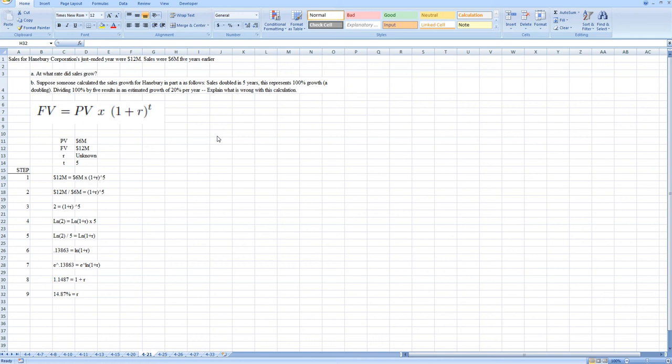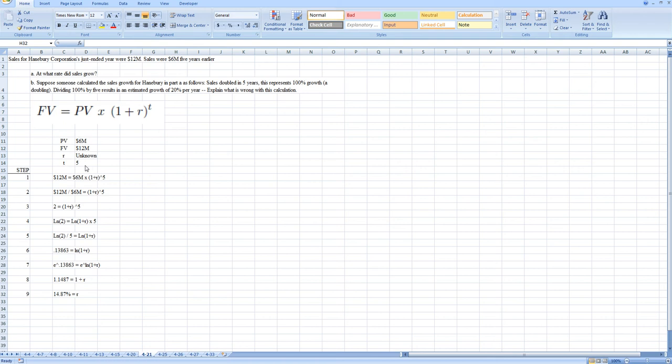We know that we have a future value of 12 million. We can say the present value is 6 million. And we want to find out what the R is, or the rate of growth. And T is, of course, 5, since the difference between the time of the present value and the future value is 5 years. So you see here PV 6 million, FV 12 million, R is our unknown that we want to solve for, and T is equal to 5.